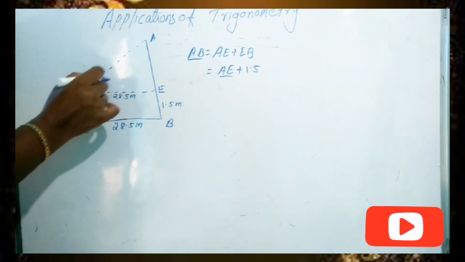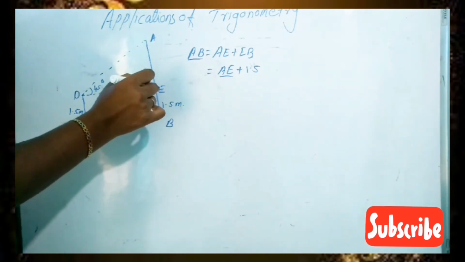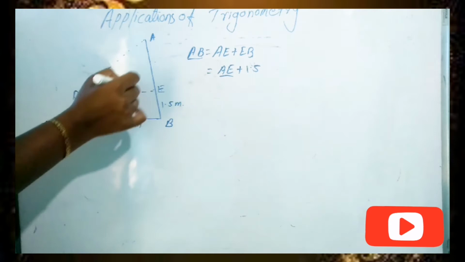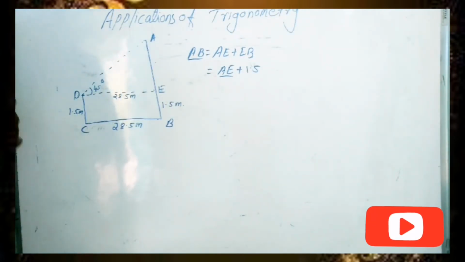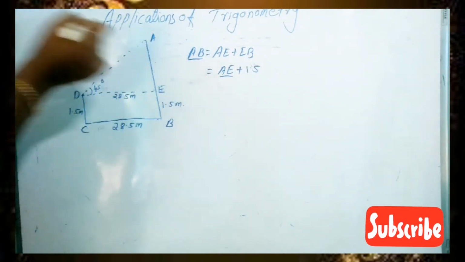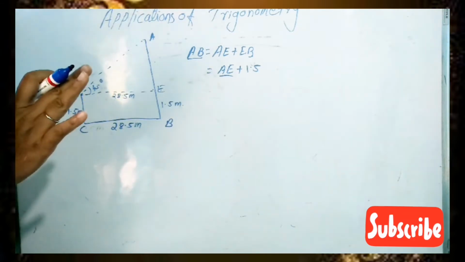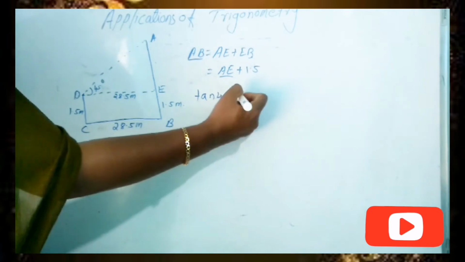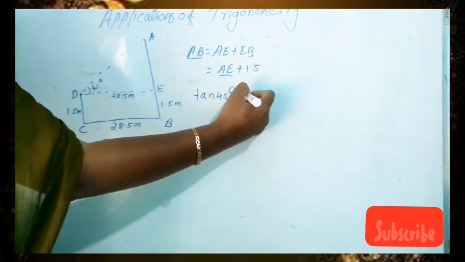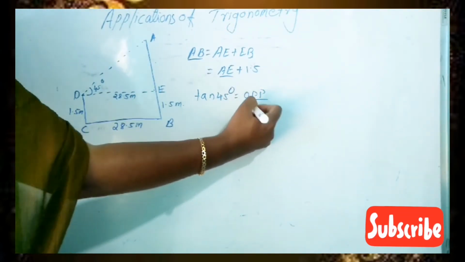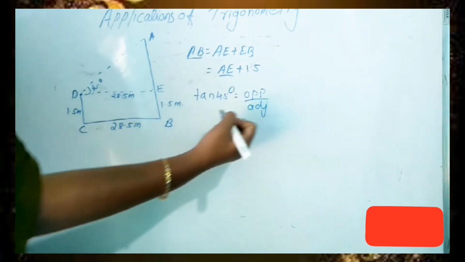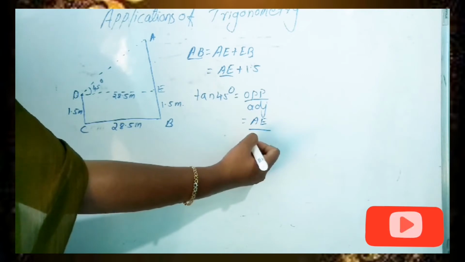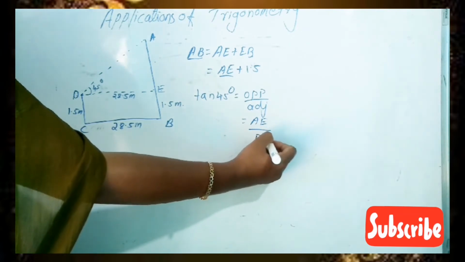Then either you can consider this AE divided by DE, opposite side divided by adjacent side, or you can consider adjacent side divided by opposite side, no problem. Anyway, I am going to consider tan 45 degree. We know that tan is opposite side divided by adjacent side. What is our opposite side? That is AE, divided by the adjacent side, DE.